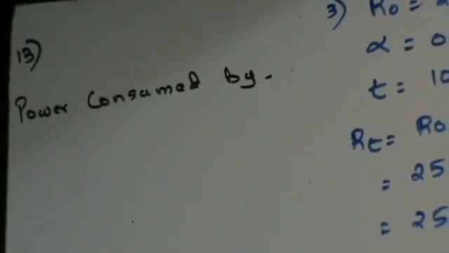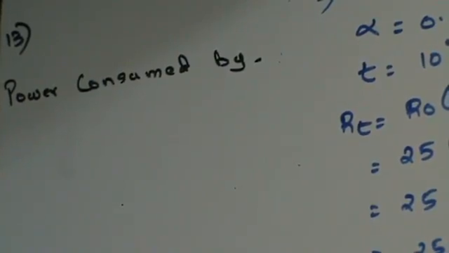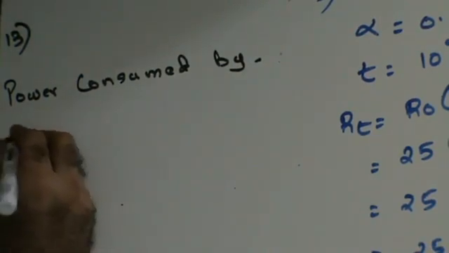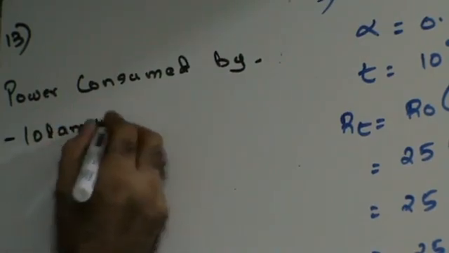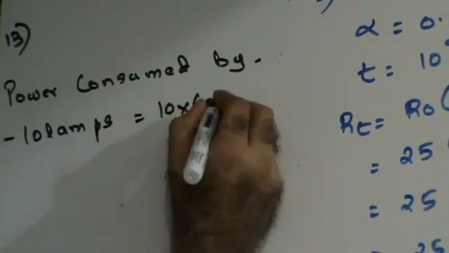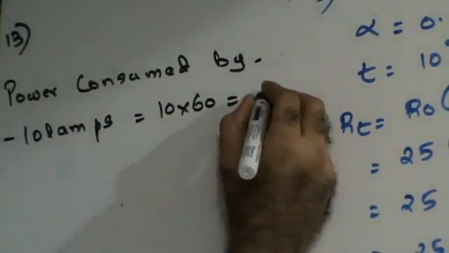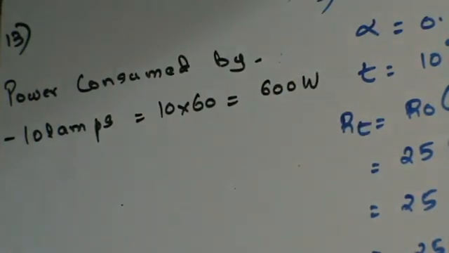Now let's see. What is the power consumed? They are saying that a house has 60 watt 10 bulbs. The power consumed by 10 lamps, there are 10 lamps, each lamp is consuming 60 watts, so 600 watts of power will be consumed by the 10 lamps.